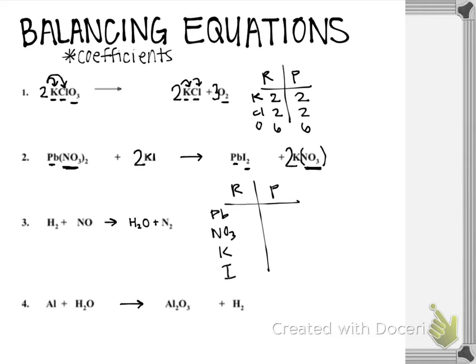So if you count up on your reactant side, you've got 1 Pb, product side 1 Pb, reactant side 2 nitrate, product side 2 nitrate, reactant side 2 potassium, product side 2 potassium, and reactant side 2 iodine, product side 2 iodine. So these numbers are all equal, meaning it is a balanced equation, and you are done.